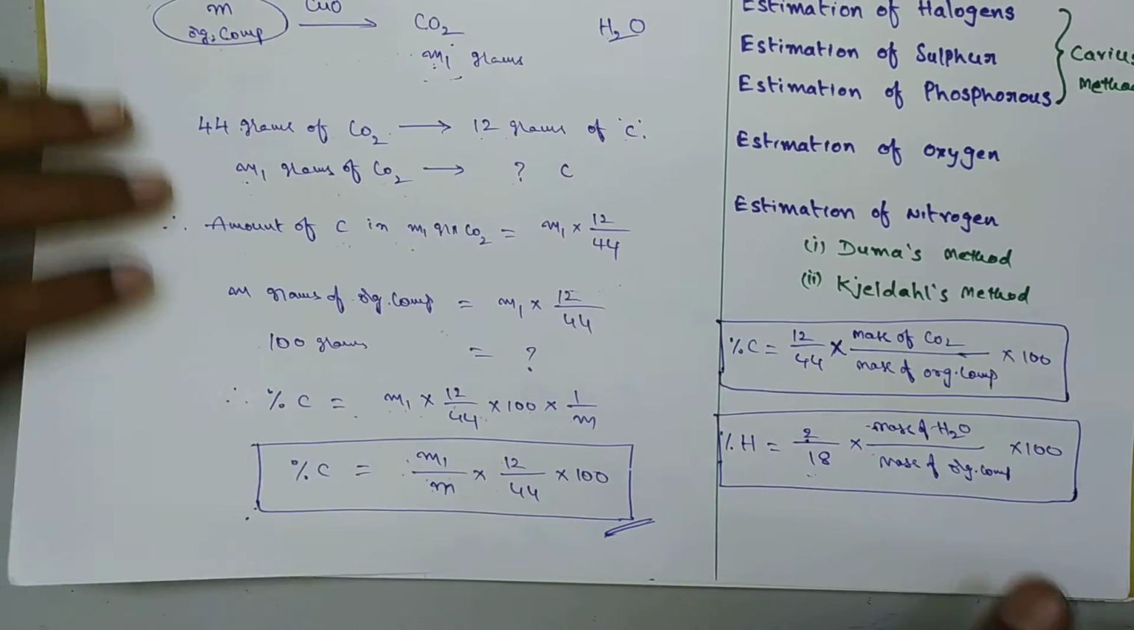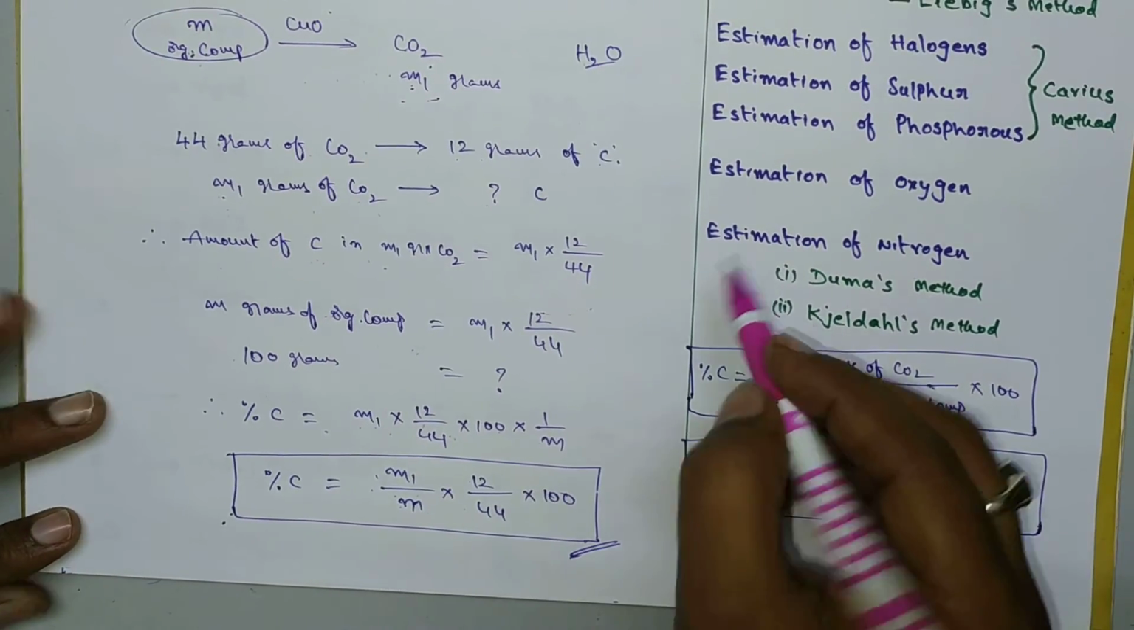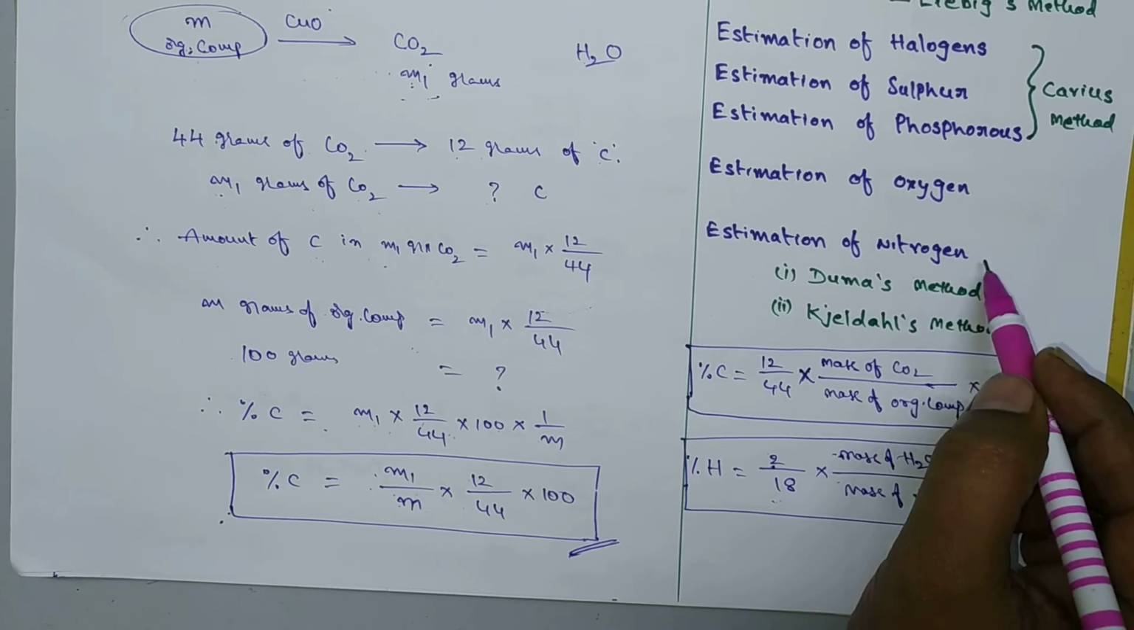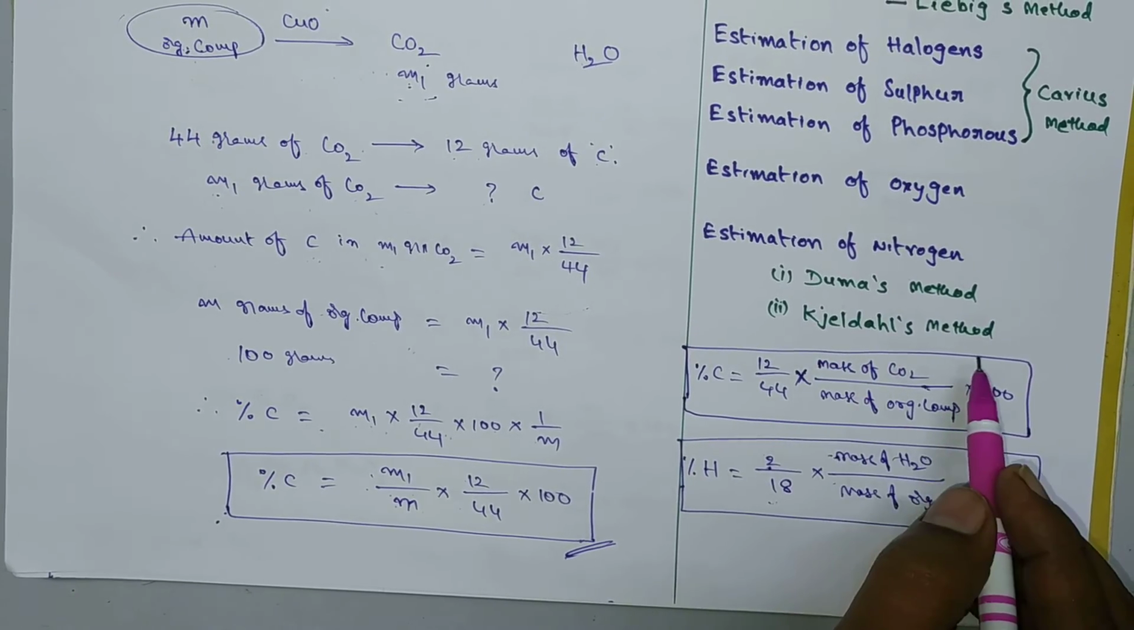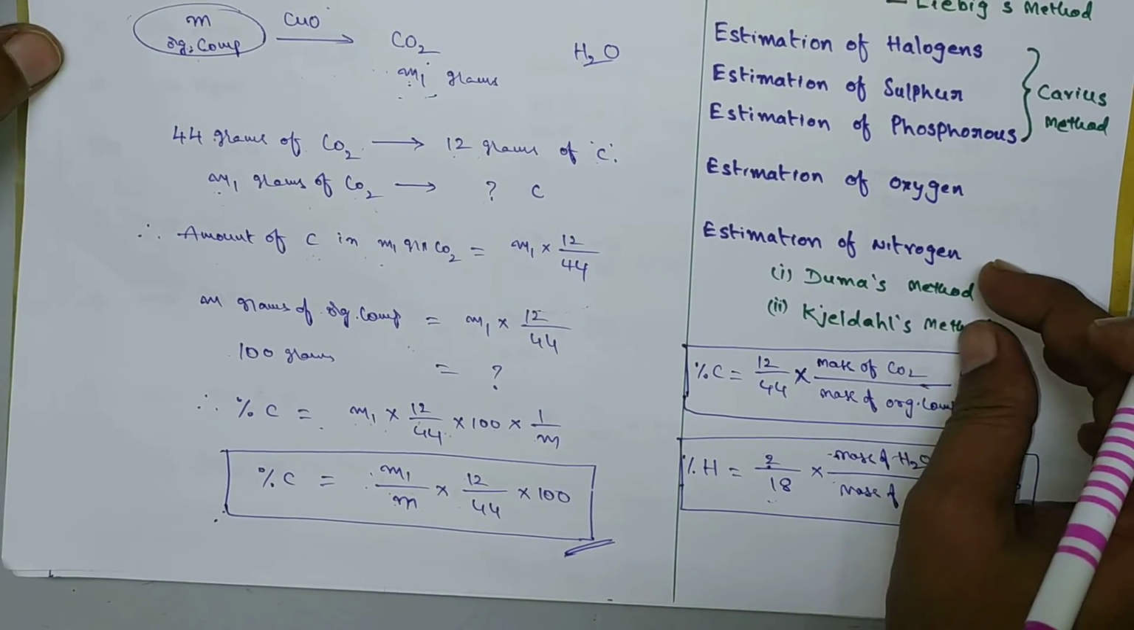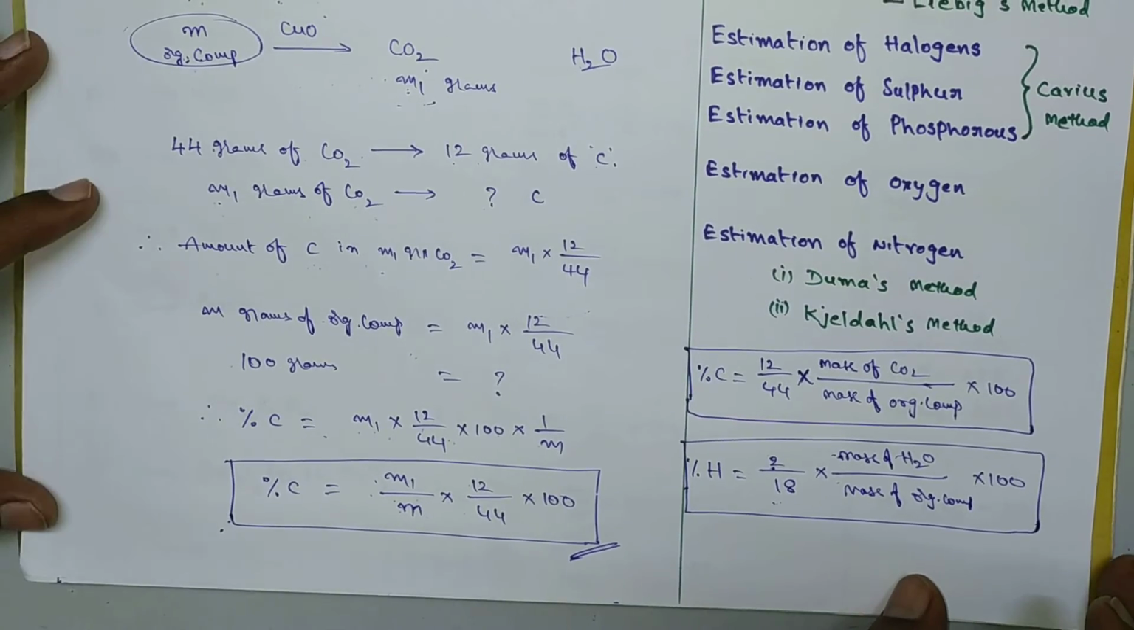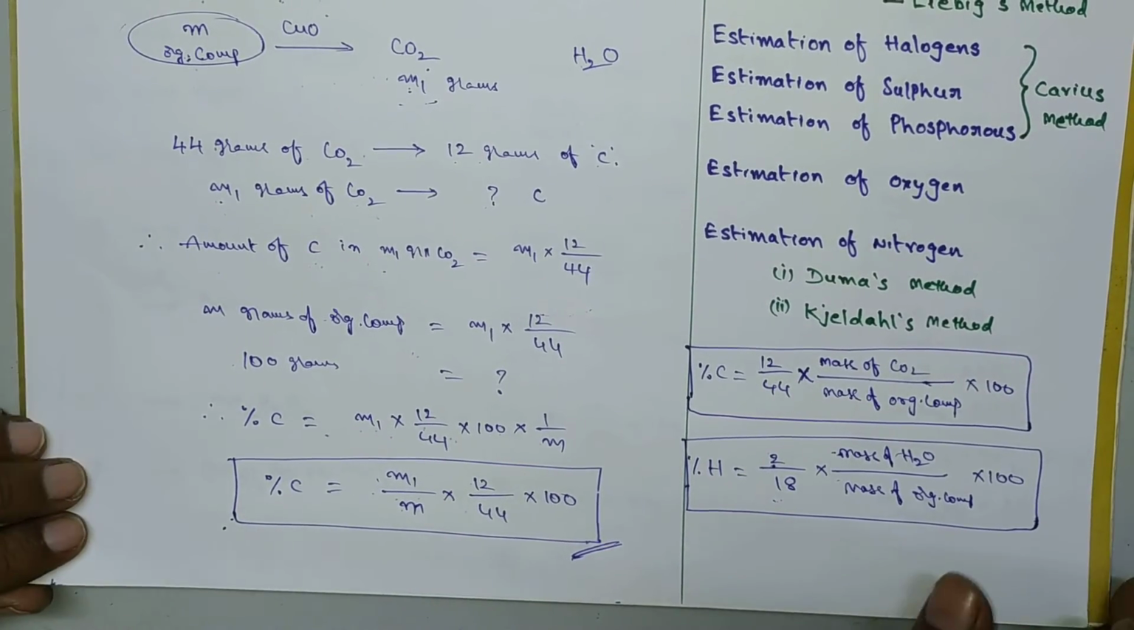Here there are two methods for the estimation of nitrogen, that is Dumas method and Kjeldahl's method. We can explain these two in the next video. So now let us have a look at some numericals based upon these estimations.